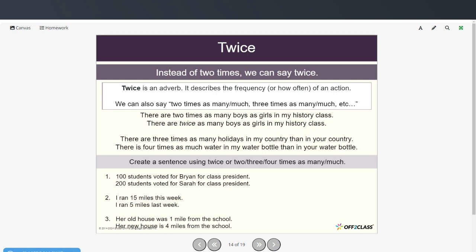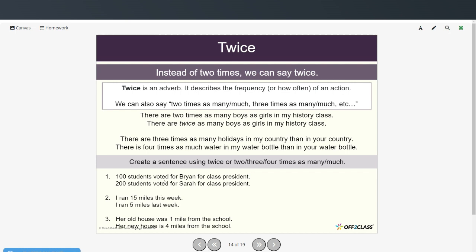There are 3 times as many holidays in my country than in your country. There is 4 times as much water in my water bottle than in your water bottle. So create a sentence using twice or 2, 3, 4 times as many or as much.